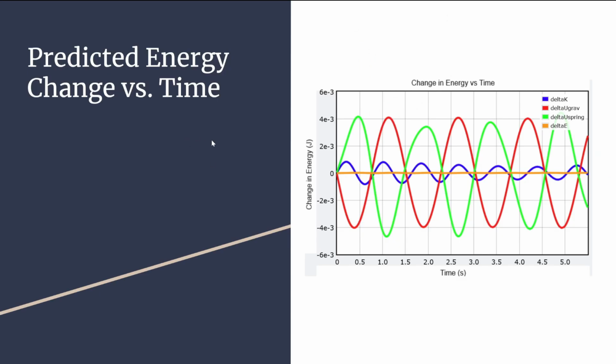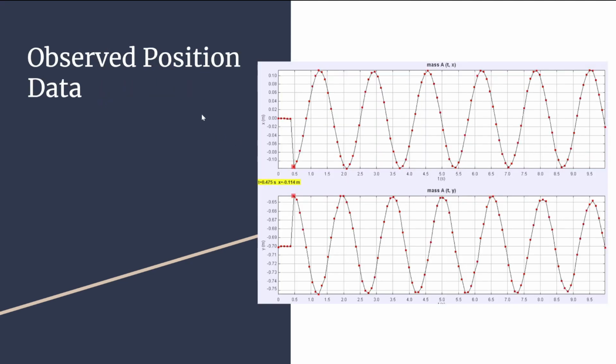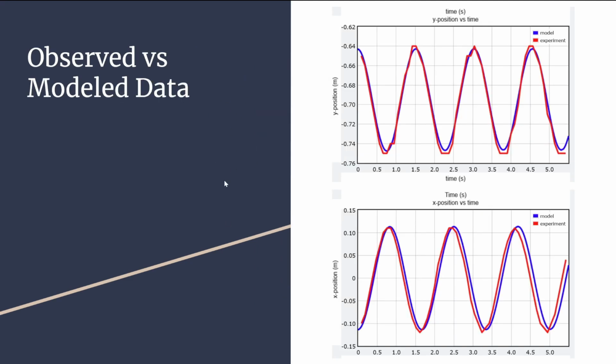This is our predicted energy change versus time. As you can see, the changes in spring potential energy, gravitational potential energy, and kinetic energy all even out, such that the total change in energy remains 0 at all times. And here's our observed position data. As you can see, it's oscillating back and forth in both the x direction and in the y direction. And here's a comparison of our observed and modeled data. As you can see, it's closely related, though there are slight deviations.